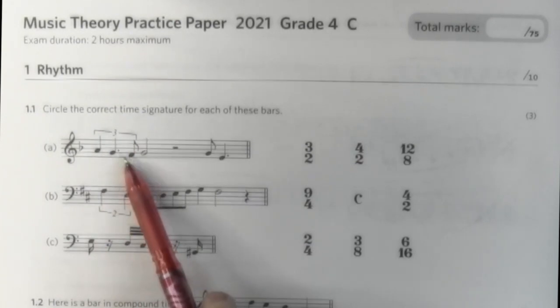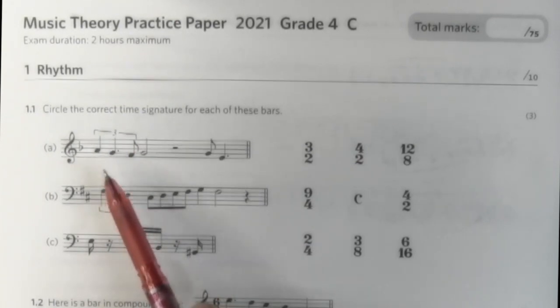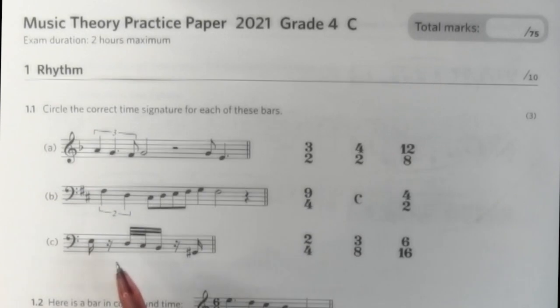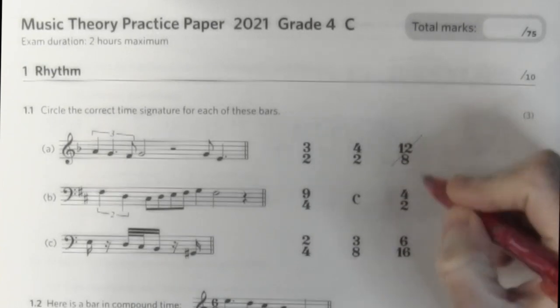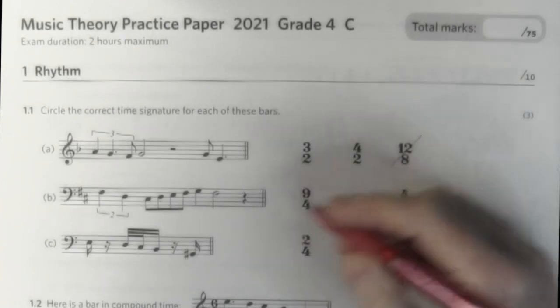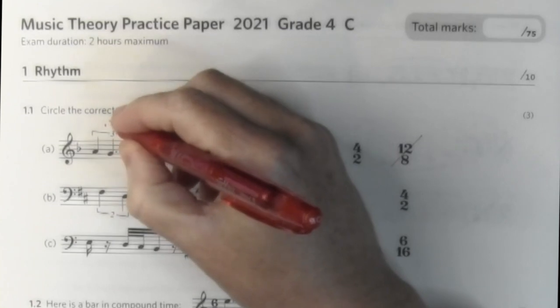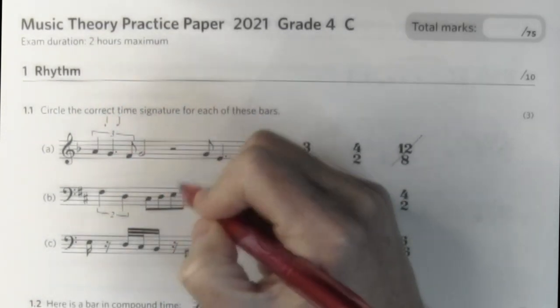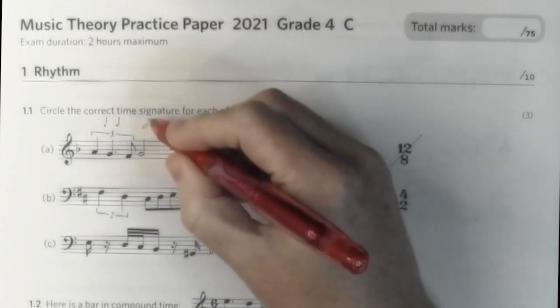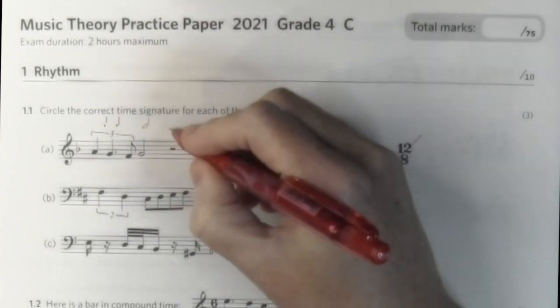In the first example we need to look at this triplet here. A triplet means 3 in the space of 2, and this is because we have 2 seats when we are in simple time. So we can exclude 12/8 because this is a compound time. So we have so far 2 crotchets. Then we have a minim, so 2 crotchets. Then we have a minim.